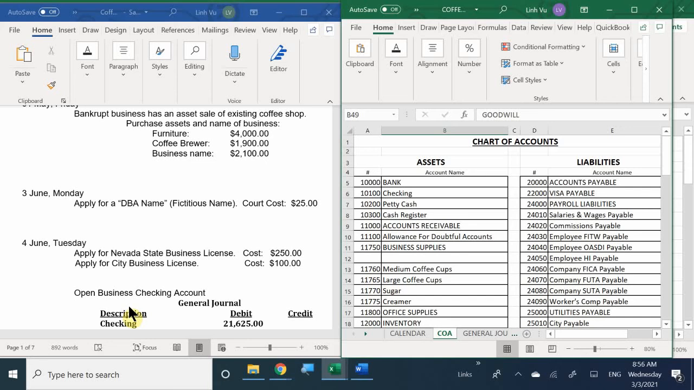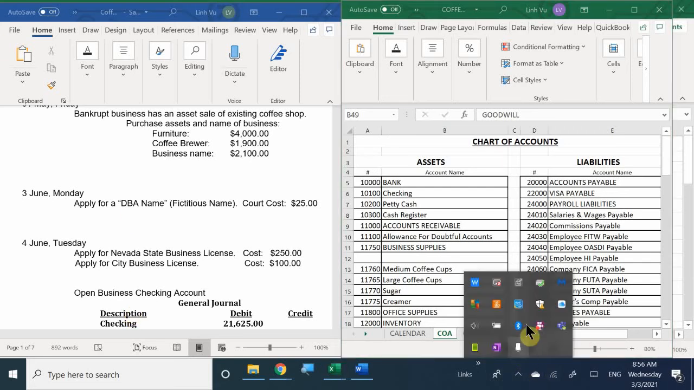So in this case, I applied for a DBA to change my name to Coffee Cafe. And then the next day I applied for a business license using the legal name of Coffee Cafe. All right. And I had to apply for the state and the local city that my store location is located on. So in this case, I had to pay two fees. I had to pay $250 to the state license, and I had to pay $100 to the local city agency. All right. Any questions so far?